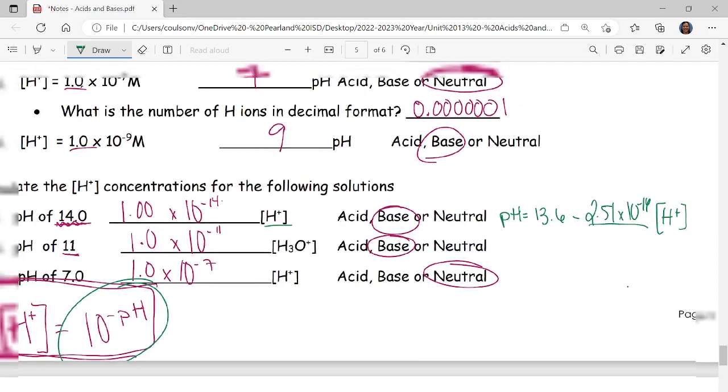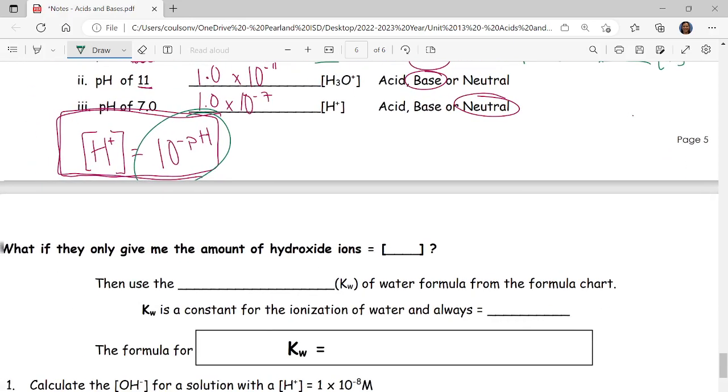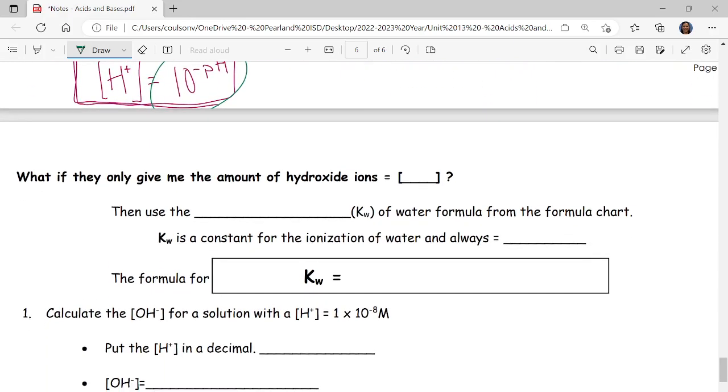And then we're also going to move on to the back page. Stick with me for a little bit longer. It says, what happens if you only get the amount of hydroxide ions? So if you are given only your OH concentration, then you are going to use the ionization constant of water from the formula chart. So we will give you this on your test.